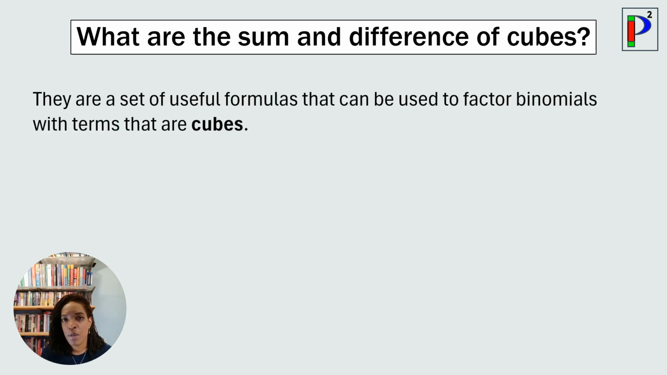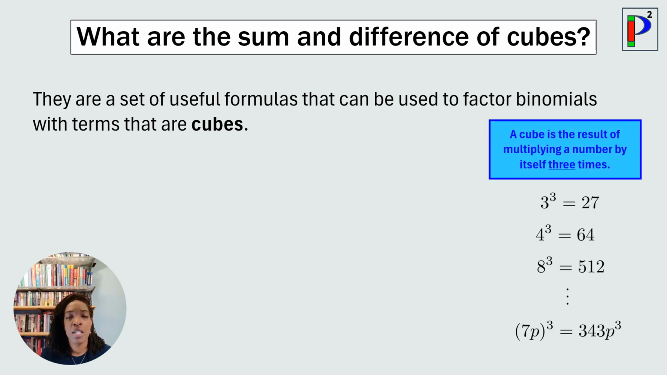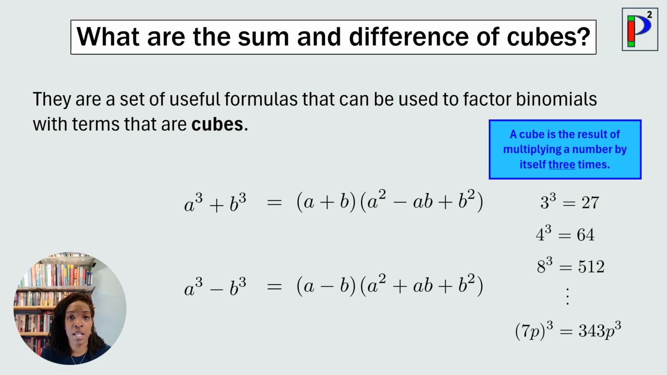The sum and difference of cubes factoring patterns are used to factor binomials that have both terms that are cubes. So you remember that a cube is a number that's the result of a number being multiplied by itself 3 times. We have two formulas. We have a sum formula and a difference formula. Now, if you look closely, the formulas are very similar. The only real difference are the signs, positive and negative.